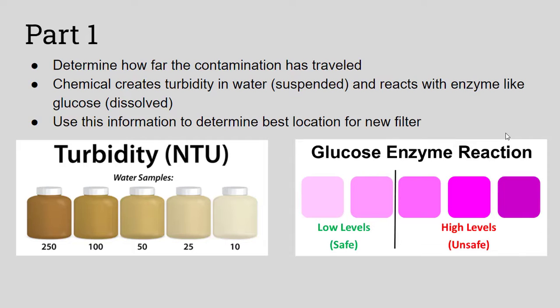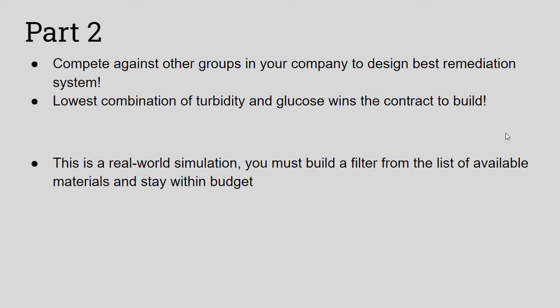So once we've been able to determine where our filter goes in site 2, we know what kind of levels we're starting with for our glucose and our sediment trapped contamination. That will give us our best option for moving forward and what our filter needs to do.